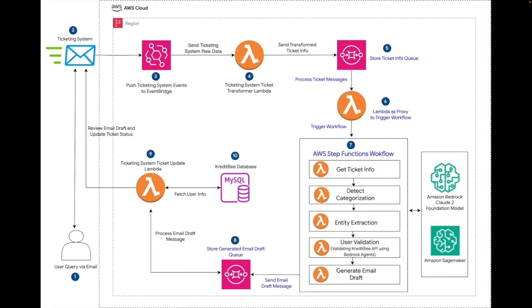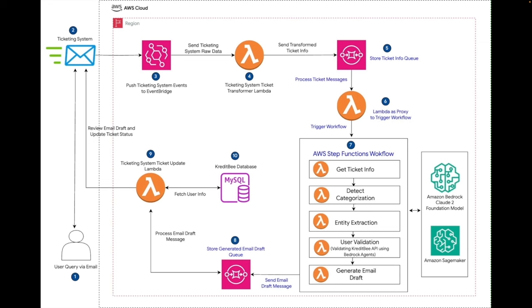This is the sample ticket request payload from Credit B ticketing system, where the customer is using English vocabulary for Hindi to create a ticket, while the solution runs in the background. Let's take a brief look at the architecture of this solution. As the user initiates a request via email, ticketing system connector pushes the events to Amazon EventBridge, which in turn calls a Lambda function to pre-process and get the required information. This message is then put in a SQS queue.